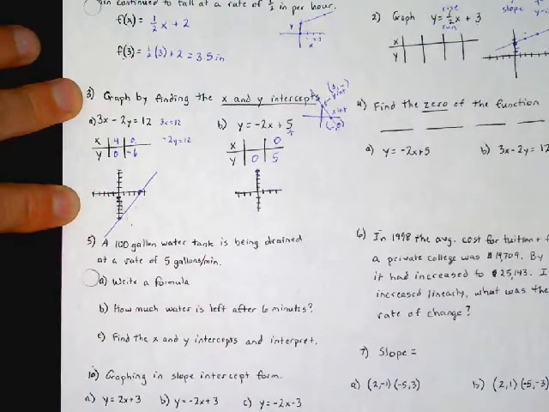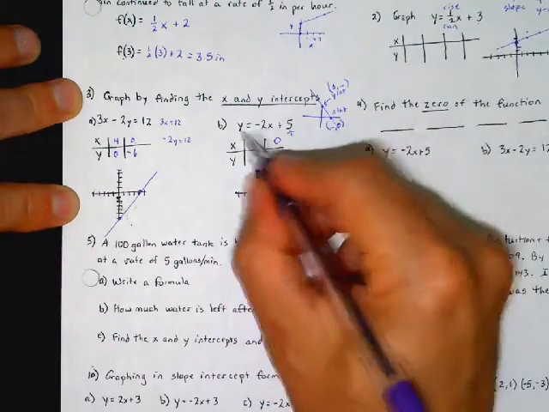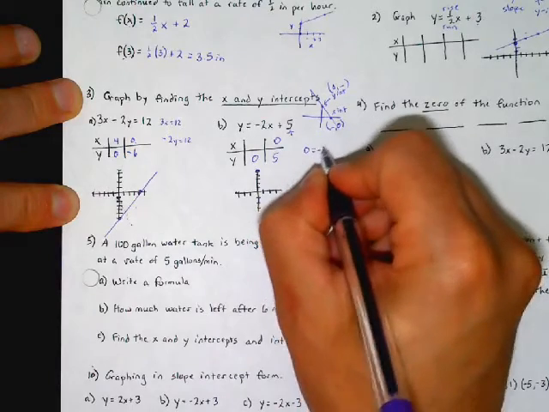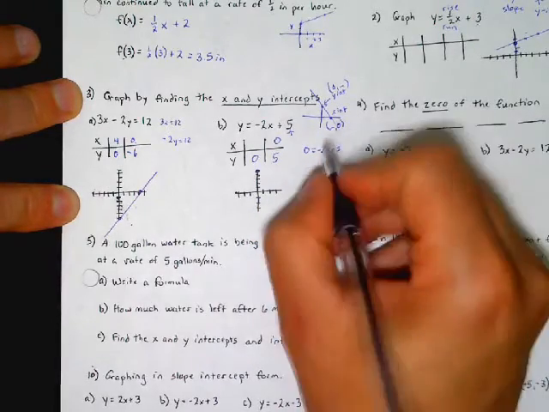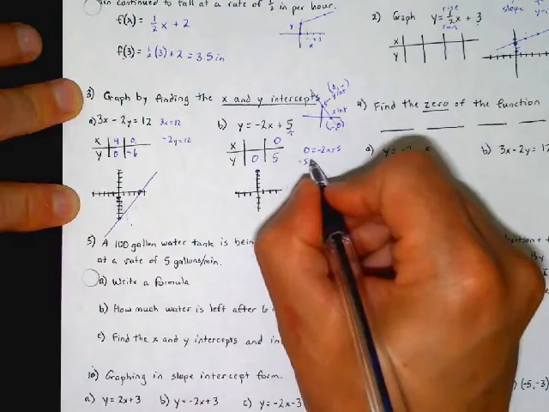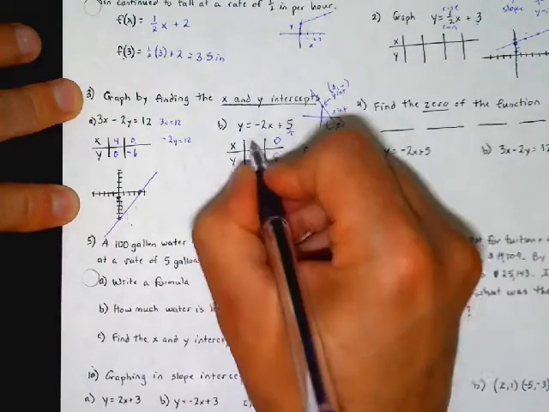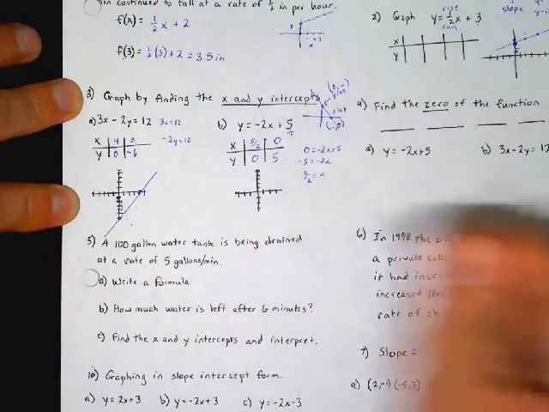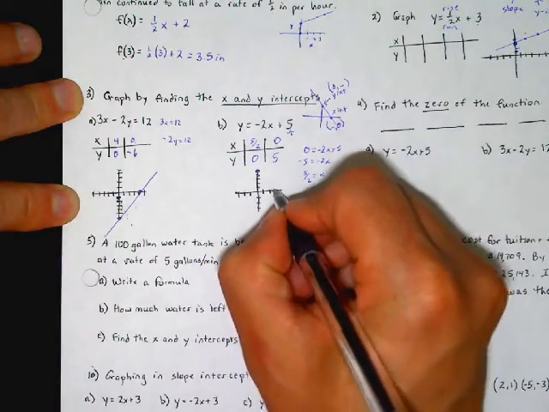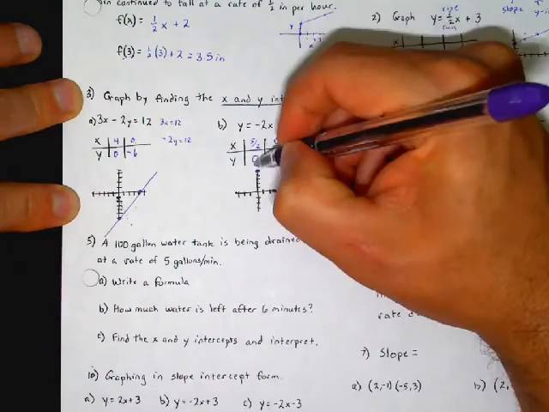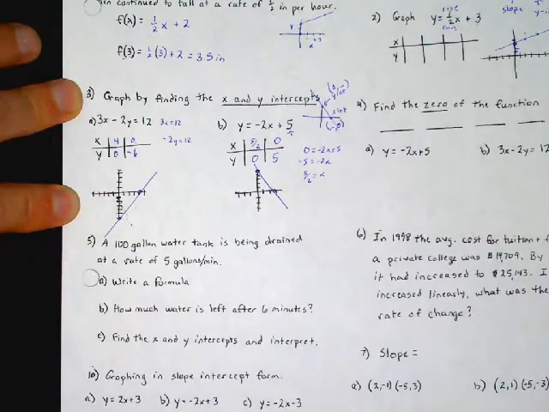And for the x-intercept, I set 0 in for the y, so I have the equation 0 equals negative 2x plus 5. Subtract your 5 over, divide by negative 2, you get 5 halves. 5 halves is the same as 2.5, so right there would be the x-intercept. So there we have our line.